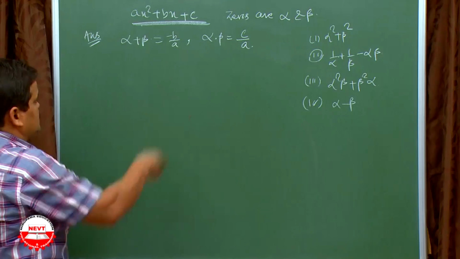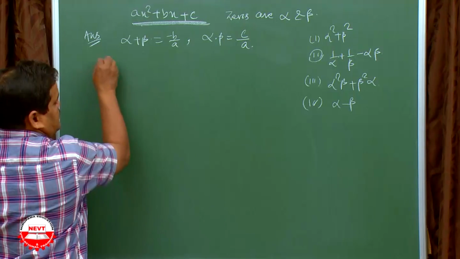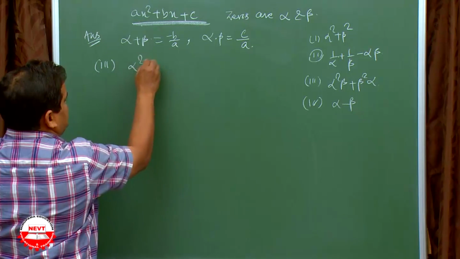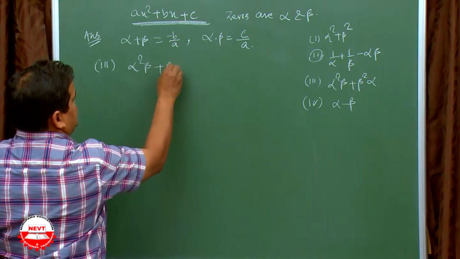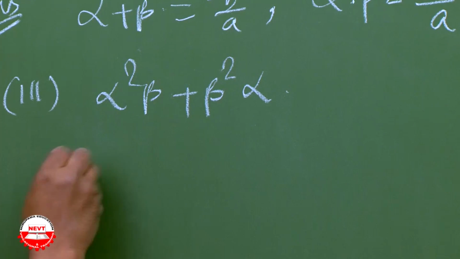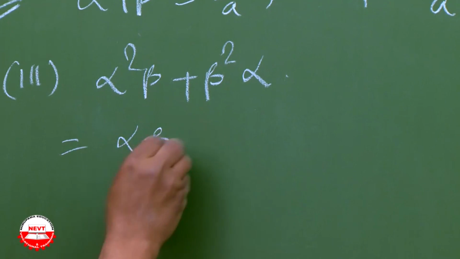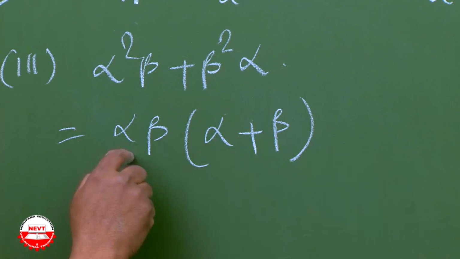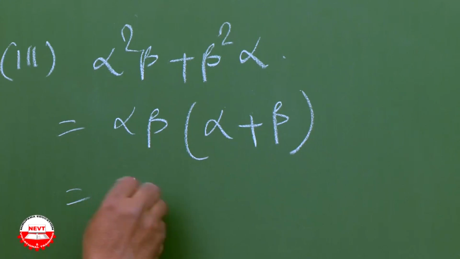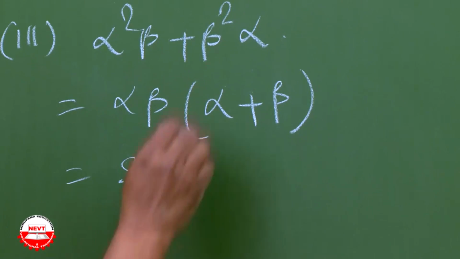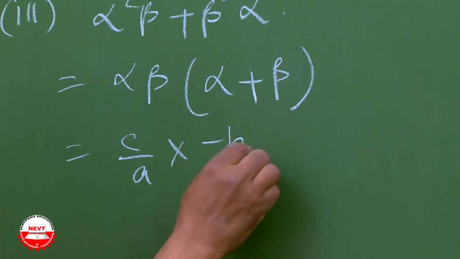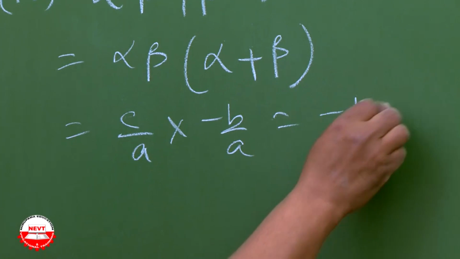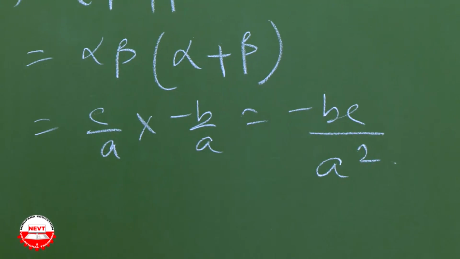It's okay. Come to the third part. It is alpha square beta plus beta square alpha. That means if you take alpha beta as common, it will be alpha plus beta. Now it is very easy. Simply put the value of alpha beta, c by a, into alpha plus beta, which is minus b by a, equal to minus bc by a square.